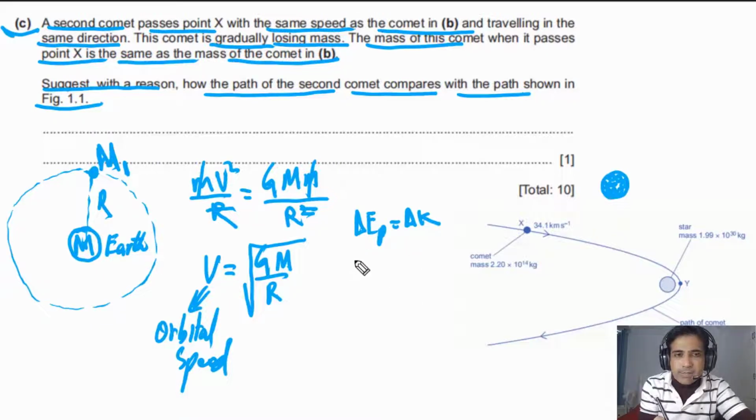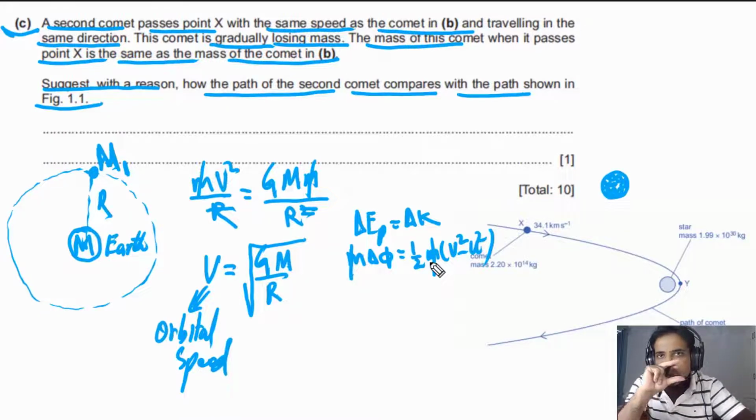In this case, the change in gravitational potential energy is equal to m times delta phi, and the change in kinetic energy is equal to half m times v squared minus u squared. So mass is on both sides, so mass will be cancelled. So each piece of the comet will follow the same orbit. This is what you need to understand for this question.